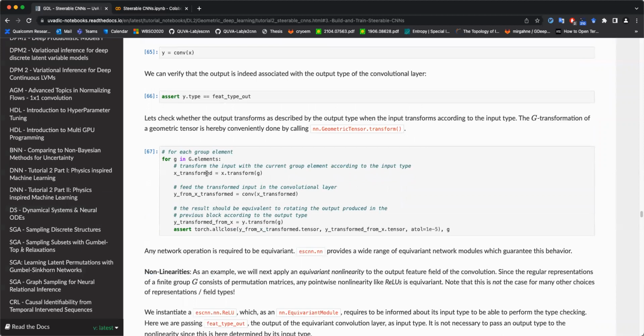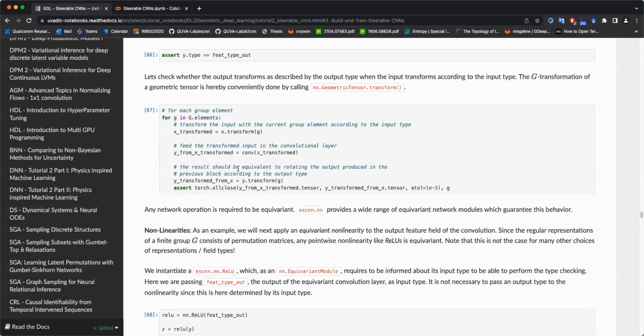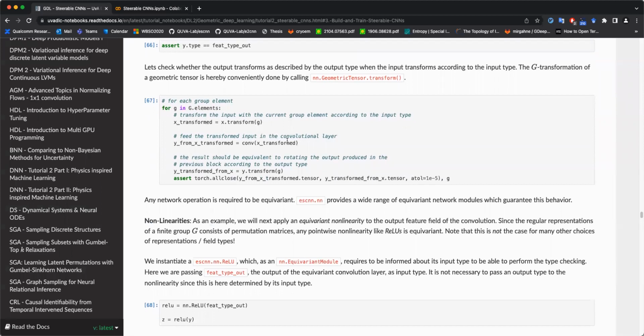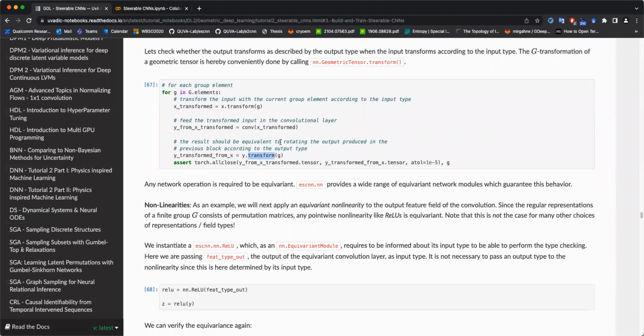And we can now check equivariance. You can run this code yourself, and you will see that essentially what we do is, for each group element, we take the input x, which is a geometric tensor, and conveniently it has a function transform(g) that transforms the input. You can feed the transformed version into the convolution and check that the result is equal to the output y transformed by the same group element. So that's pretty much a couple of checks you can do on equivariance.